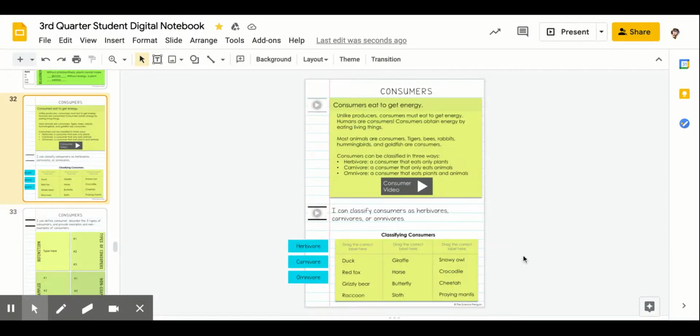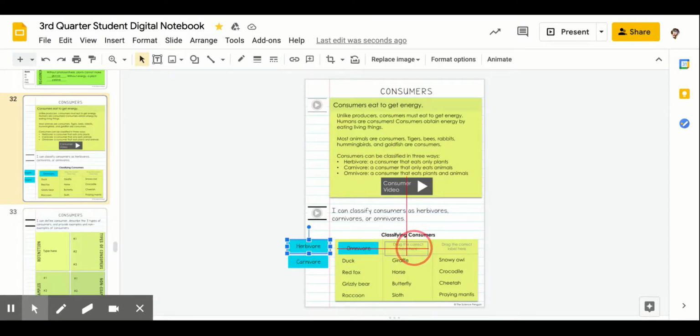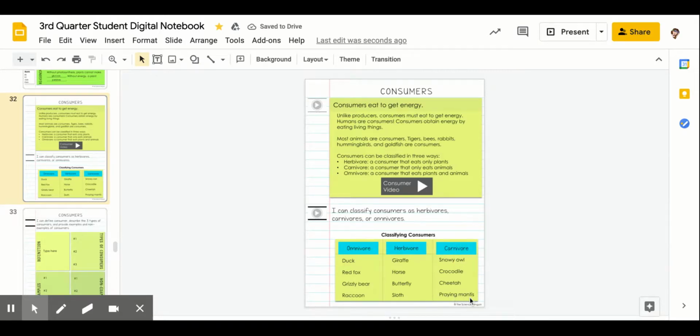All right, let's classify these animals. So we've got a duck, a red fox, a grizzly bear, and a raccoon. Those are all going to be omnivores because they eat both plants and animals. A giraffe, horse, butterfly, and a sloth, those are going to all be herbivores because they only eat plants. And then last but not least, we got a snowy owl, crocodile, cheetah, and praying mantis are going to all be carnivores because they eat meat. Even though you would think like praying mantis is a bug, it eats other bugs, which would make it a carnivore because it doesn't eat plants.